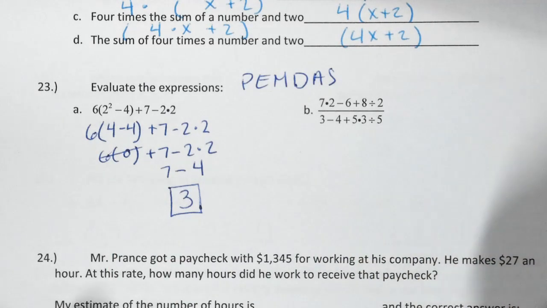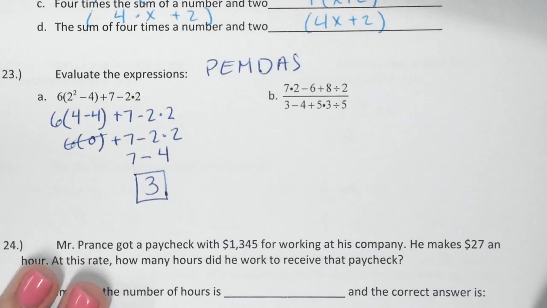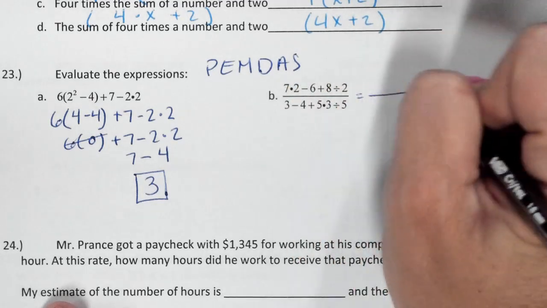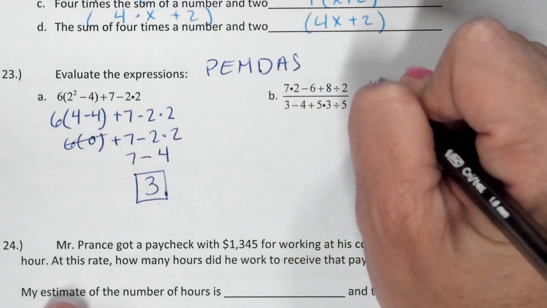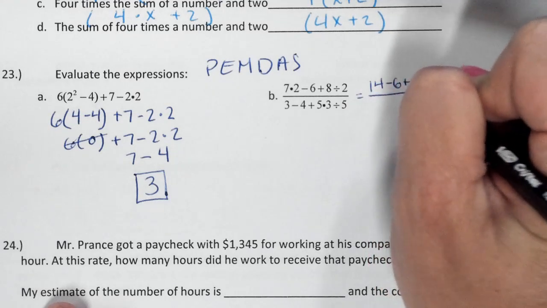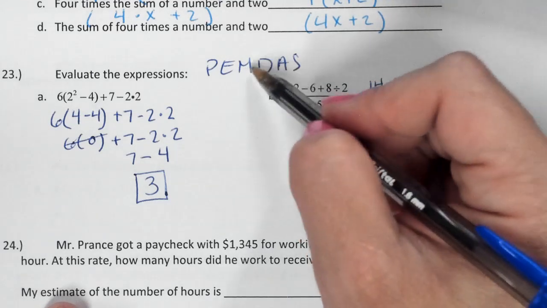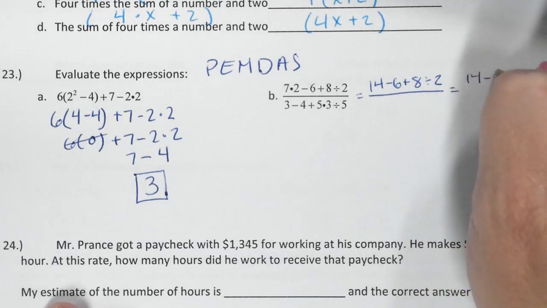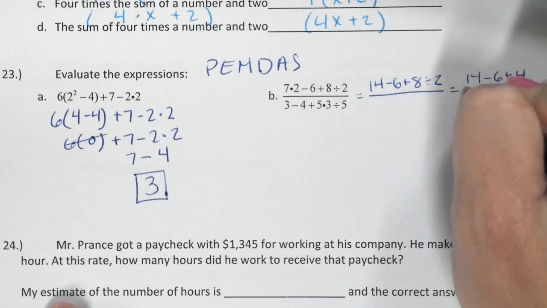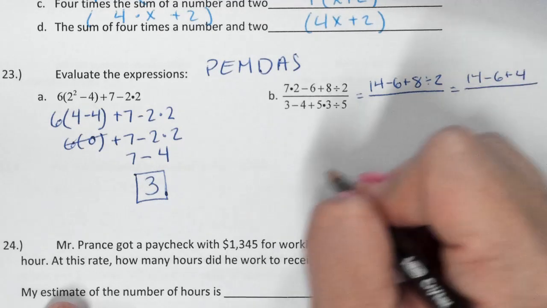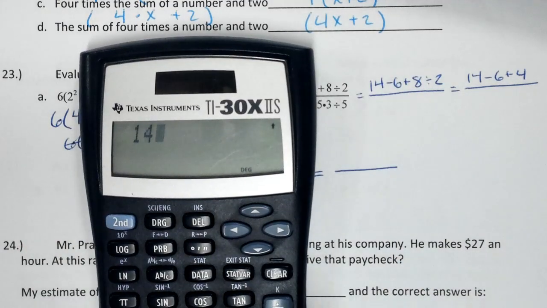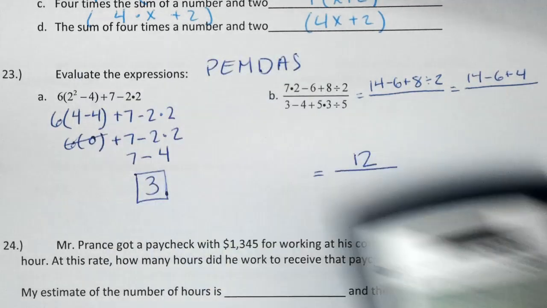Okay, here, remember with fractions, you simplify the whole top, then the whole bottom before you simplify the fraction. So I'm going to just look at the top. 7 times 2 is 14. Okay, again, I still have multiplication and division. So 8 divided by 2 is 4. And now I can combine those. The only thing left is addition and subtraction, so I can just type in my calculator. And I get 12. And now I'm going to do the bottom.